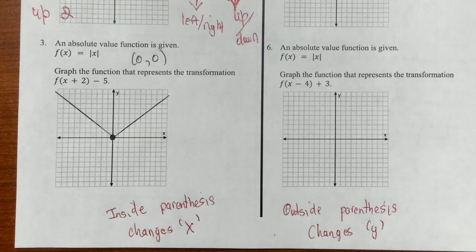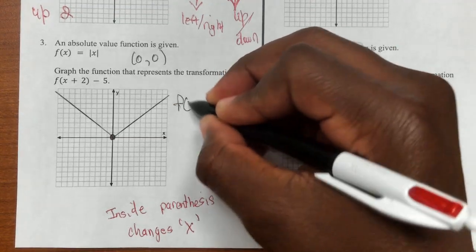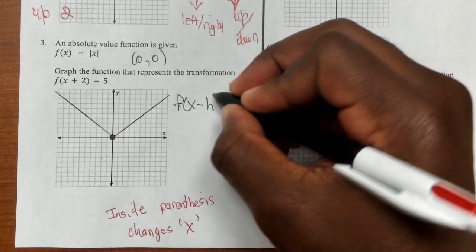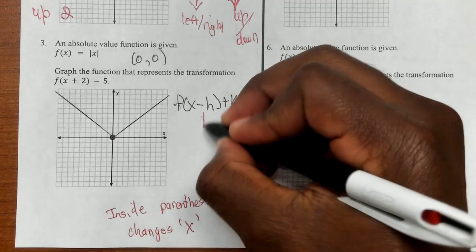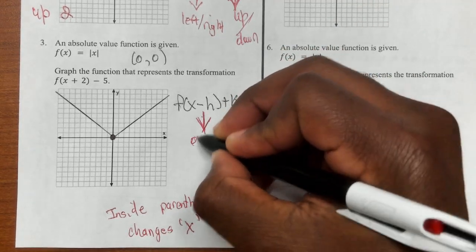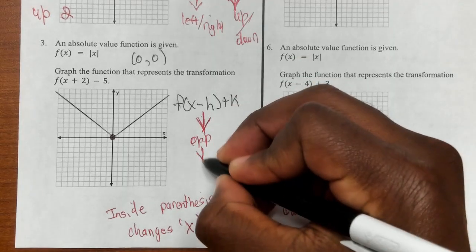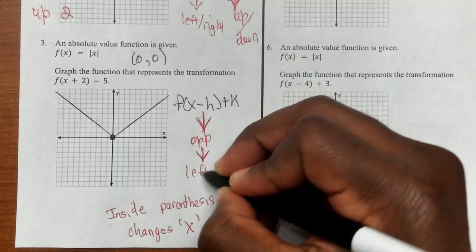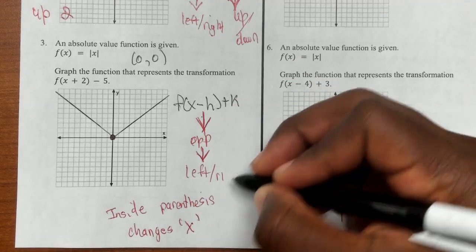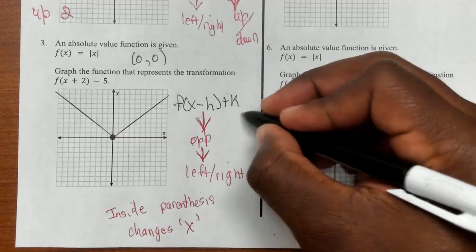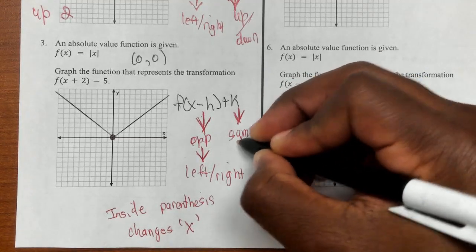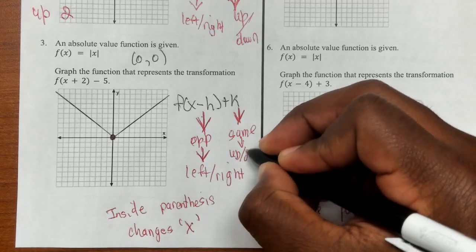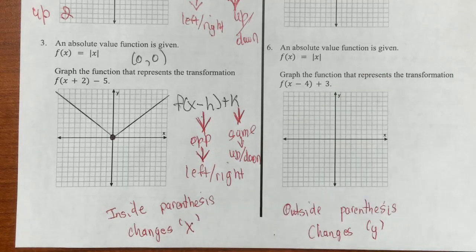Then we're going to go ahead and transform it using the general format f of x minus h parentheses plus k, where the h value, you always do the opposite of it, and it tells you a direction, left or right. Okay, the number on the outside, we always do the same, and it tells you another direction, tells you up or down.